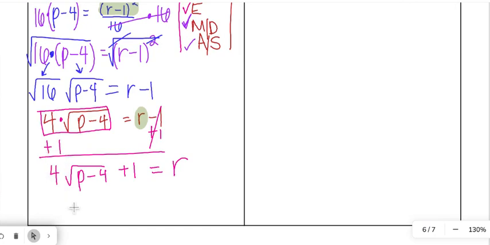So again, if you want to, you can always flip it around to have r equals on the left side. Don't have to do that, but a lot of people like to write that r equals or that variable equals on the left side. So we have 4 square root p minus 4 plus 1.